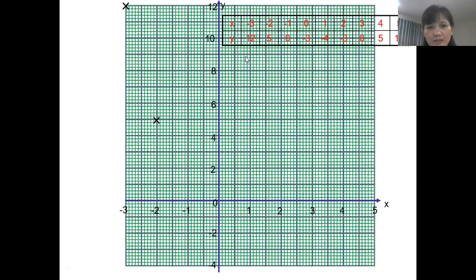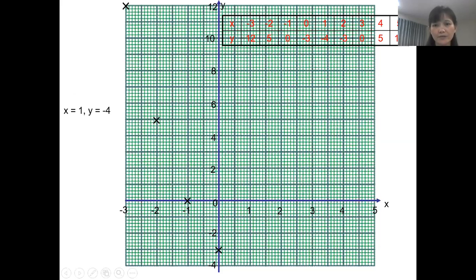After this, we plot the points. The first point is negative 3, 12. That is the first point, x is negative 3, the value for y is 12. The second point is negative 2, 5. The value of x is negative 2. The value of y is 5. And followed by the third point, that is negative 1, 0. So we plot negative 1 for the x, 0 for the y. The fourth point, 0, negative 3. So we plot the point here, 0 for the x, y is negative 3.